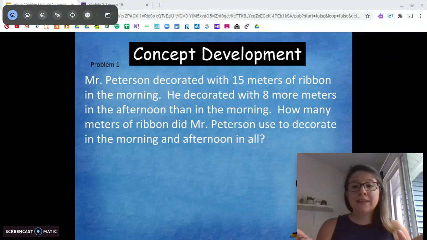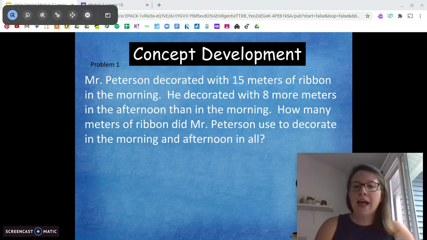Okay, don't write anything down yet. Let's break it down. Our first sentence says, Mr. Peterson decorated with 15 meters of ribbon in the morning. So, do we know how many meters of ribbon he decorated with in the morning? Yes. How many? 15. Awesome. Second sentence. He decorated with 8 more meters in the afternoon than in the morning.